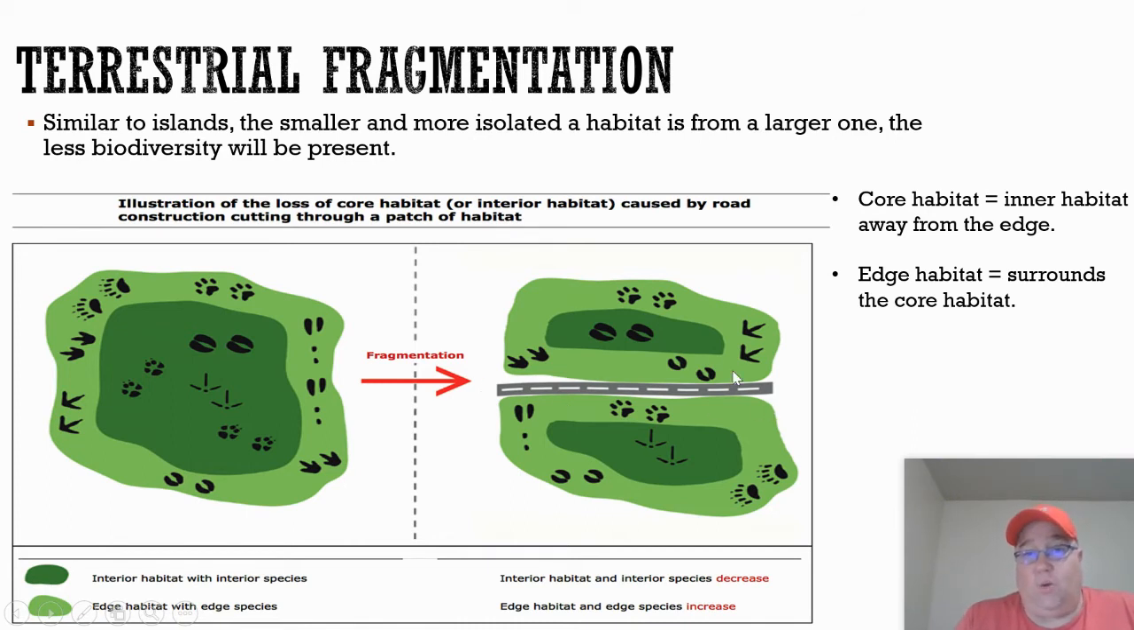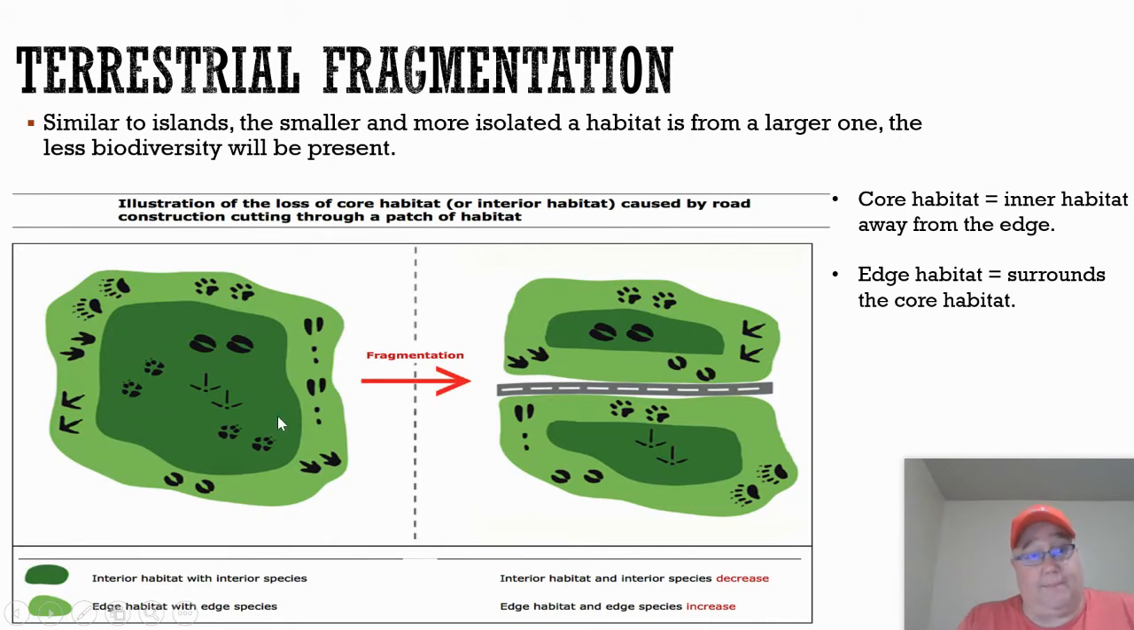So a few things I want you to notice that have changed about this habitat. One, if you look at this darker green area, we've split it into two green areas. And you'll notice those green areas are a little bit smaller than what they were before. So now instead of having one habitat, we have two, and the amount of core habitat has been reduced.